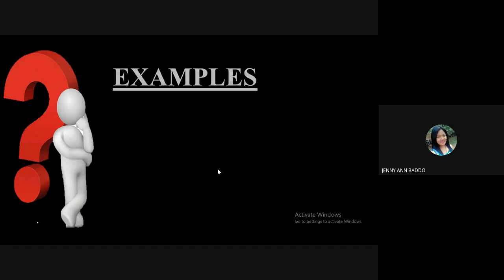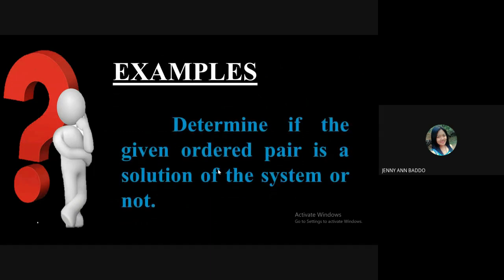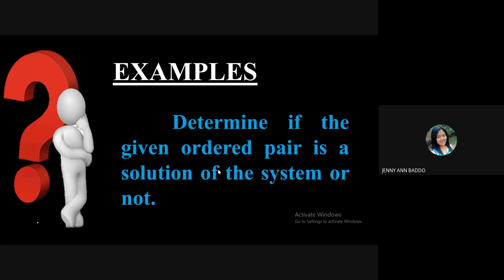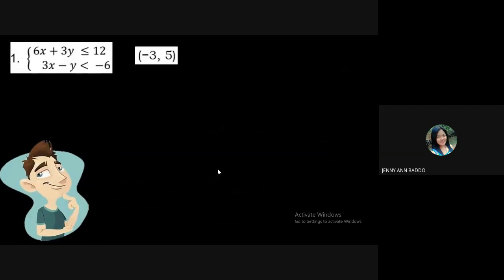Let us have examples. So what we're going to do is to determine if the given ordered pair is a solution of the system or not. First, 6x plus 3y is less than or equal to 12 and 3x minus y is less than negative 6. And what we're going to test is the point negative 3, 5. So to do that, we simply have to substitute negative 3 to x and 5 to y.